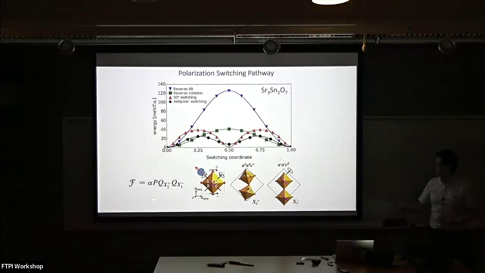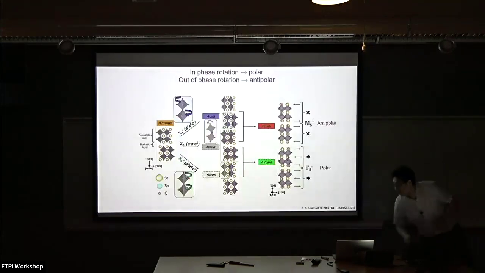However, this calculation result shows that individually reversing the tilting mode or the rotation mode are not energy favorable paths. Instead, antipolar switching, as shown by this black curve, has the lowest switching barrier, and it's likely what is happening in this system. So now let me explain what the antipolar switching is.